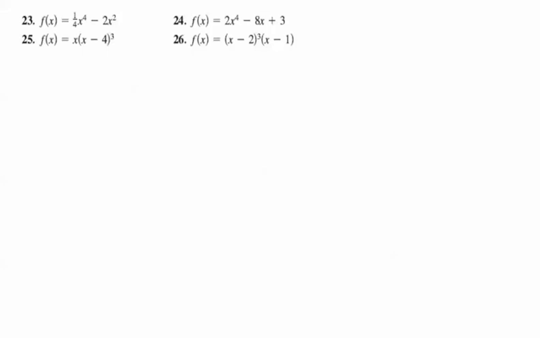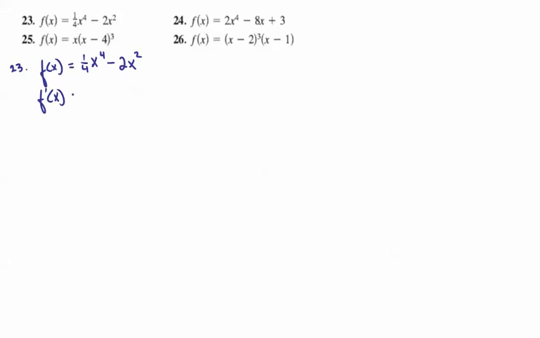Okay, we'll go on to number 23. We're looking for points of inflection and to discuss the concavity of the graph. Number 23. We have f of x is equal to 1/4 x to the fourth minus 2x squared.